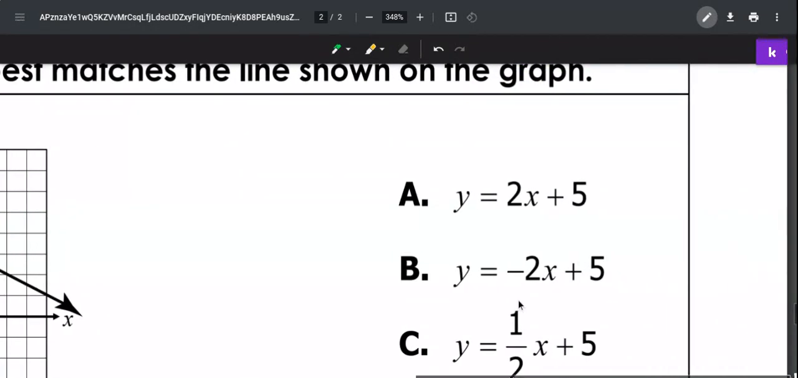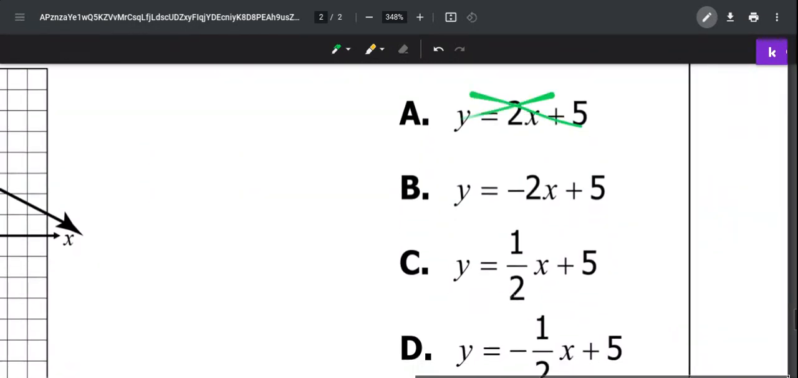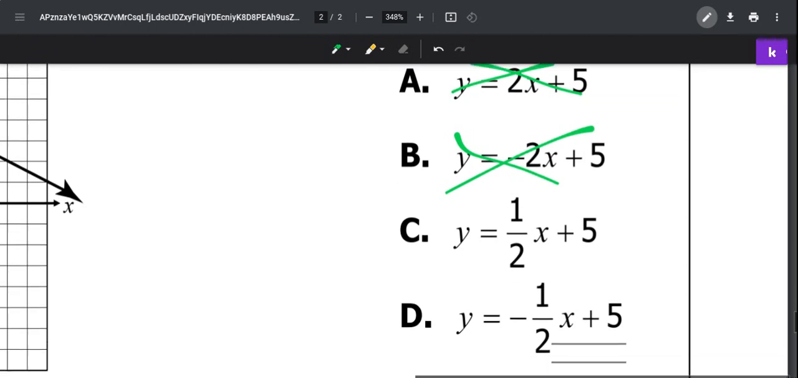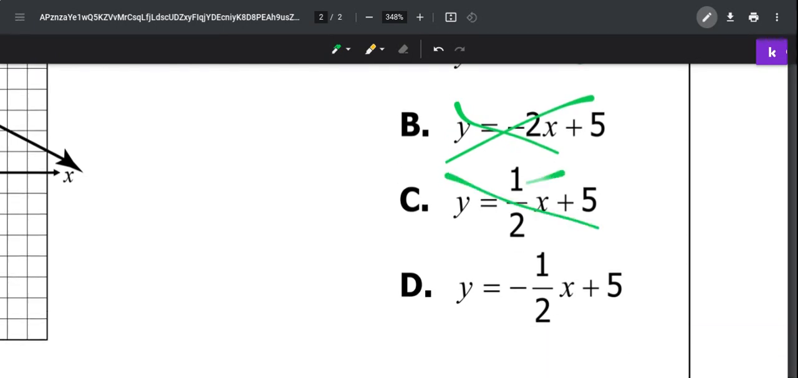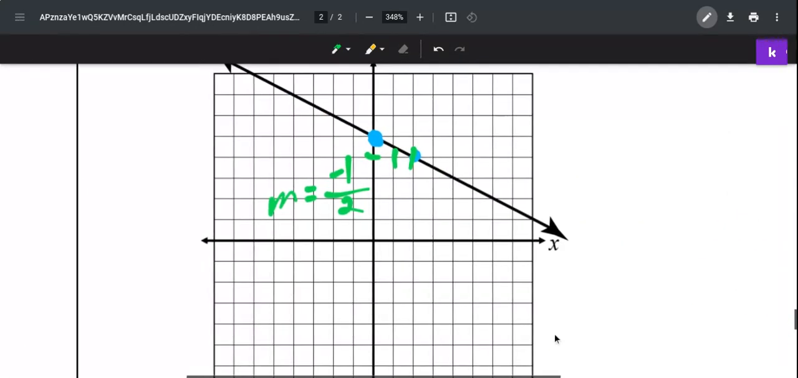So let's look over here. That means immediately A can't be the answer, B can't be the answer, C can't be the answer. It has to be D because the slope is negative 1 over 2 in D. Also, we can just double check the y-intercept, which is 1, 2, 3, 4, 5, that works.